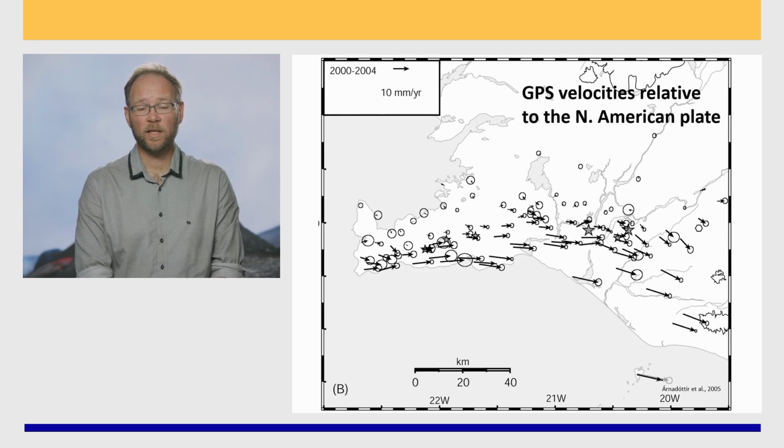So here's just an example of how these can be used. These are GPS-derived velocities in southwest Iceland, which are plotted relative to the stable North American plate. So all the sites that are moving to the east and sort of southeast are on the Eurasian plate. These are just direct measurements, and they're really showing where the plate boundary lies in southwest Iceland.